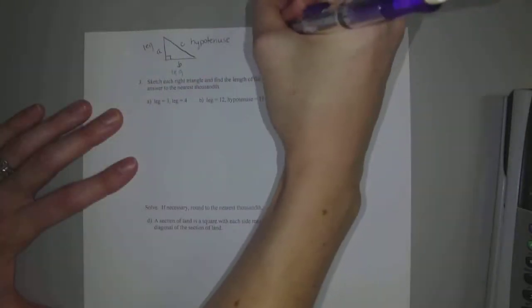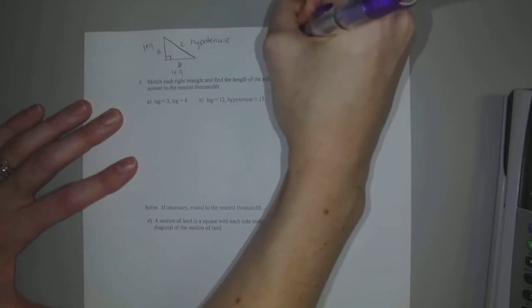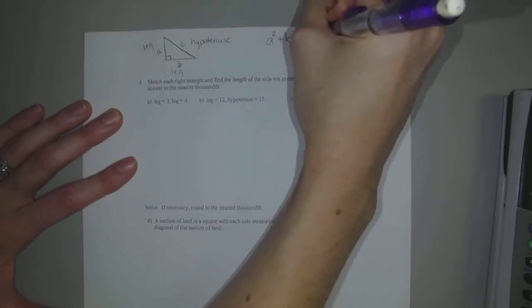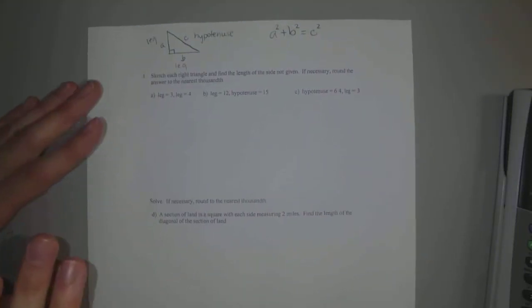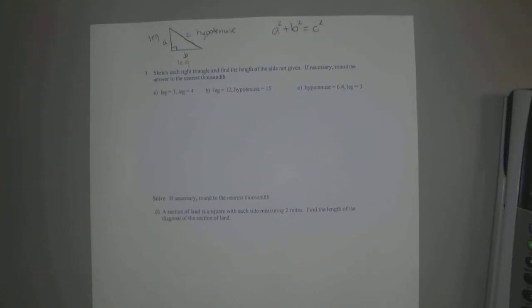So what is the Pythagorean theorem? It's a squared plus b squared equals c squared. Does that look familiar to anyone? A squared plus b squared equals c squared. And not until you get into calculus do I really prove where it comes from. Until then, I say just trust me that it works, okay? So what we're always going to be told is 2 of the 3. We're either told 2 legs and have to find the hypotenuse, or we'll be told a leg and the hypotenuse, and we'll have to find the second leg, okay?